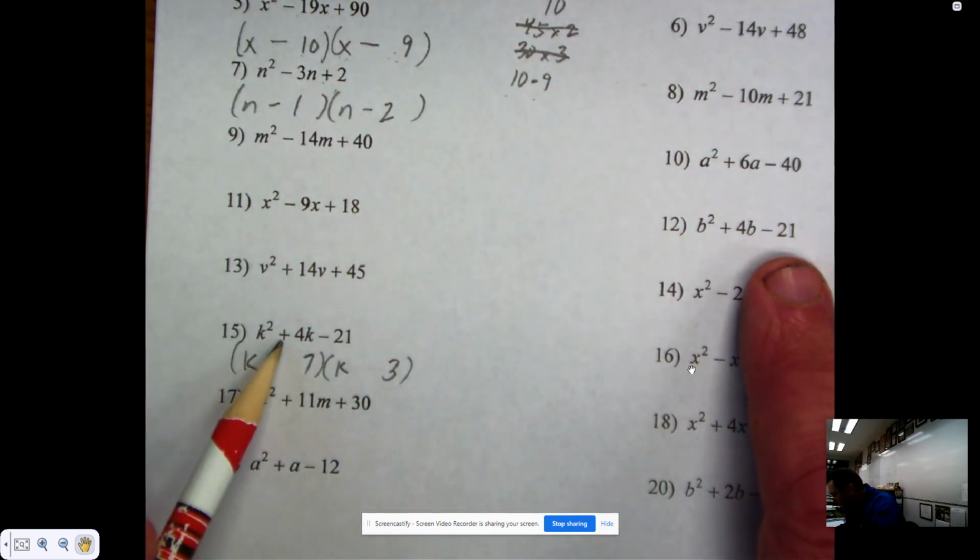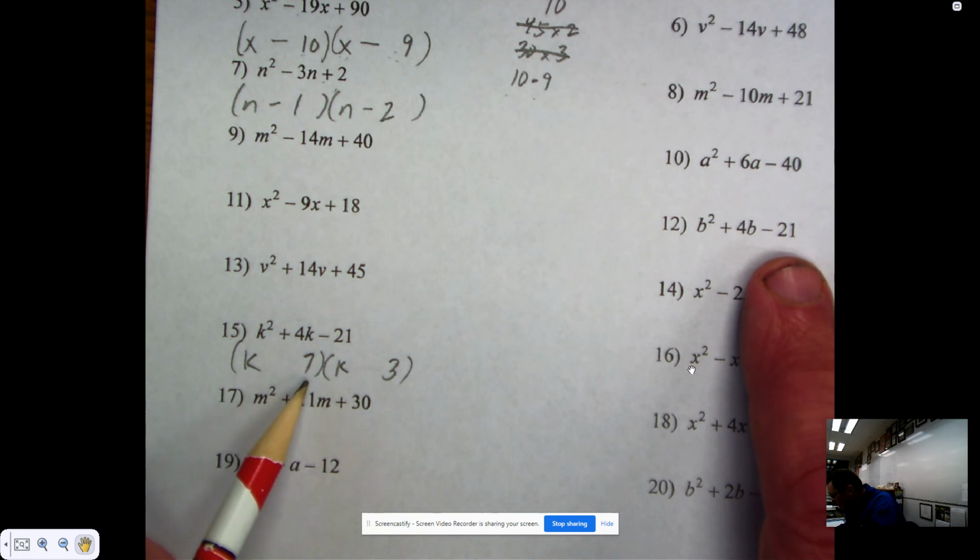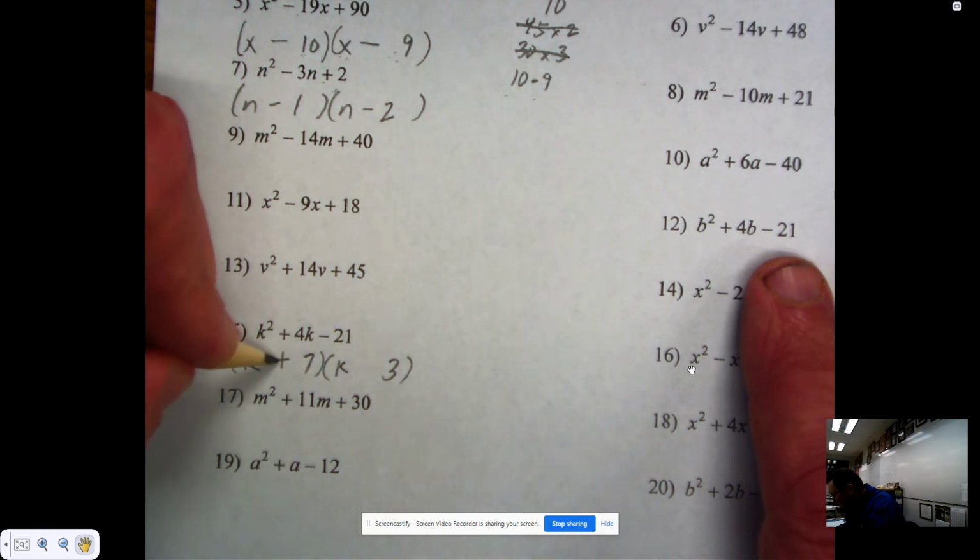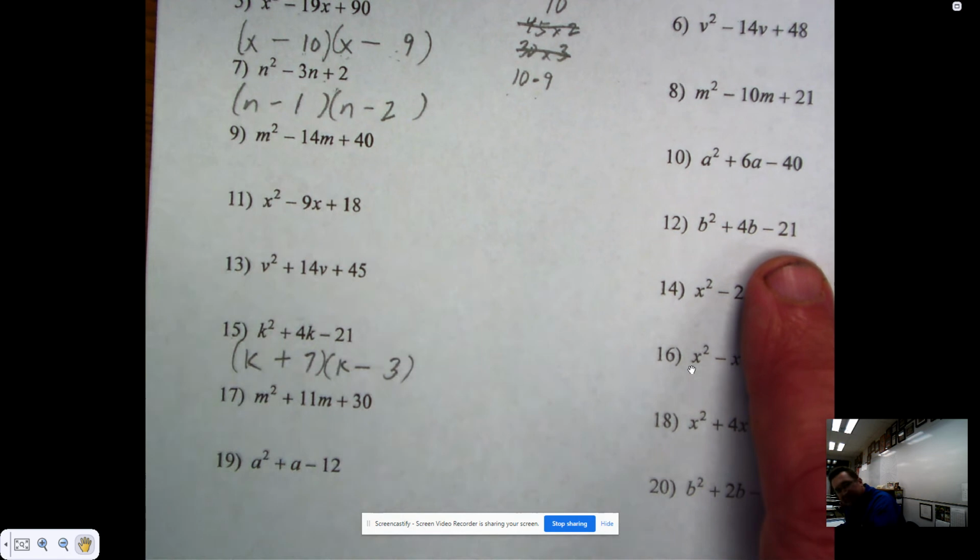And this plus sign here tells us what to do with the sign. So we have plus 4, and since 7 is larger than 3, we want that one to have a plus sign, and we want this one to have a minus sign. All right.